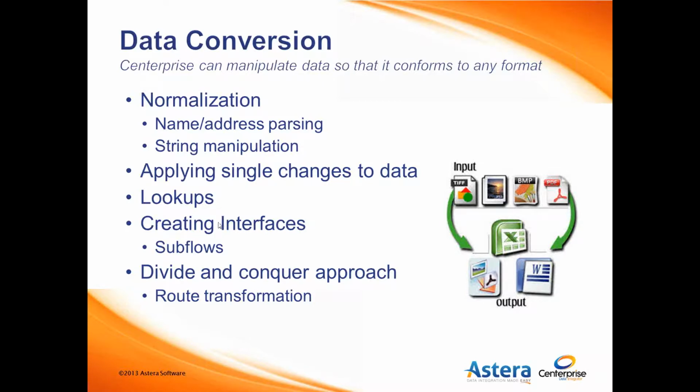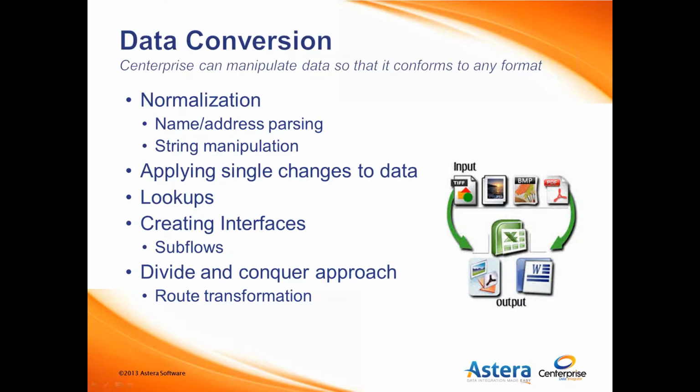It's also very good at creating interfaces, and this is a best practice: anytime you're dealing with this type of scenario, you set up an interface and use that interface everywhere. You would typically do so using subflows. And finally, you're going to want to use a divide and conquer approach, and this is where the route transformation comes into play. So let's take a look at what I mean by these things in the product.